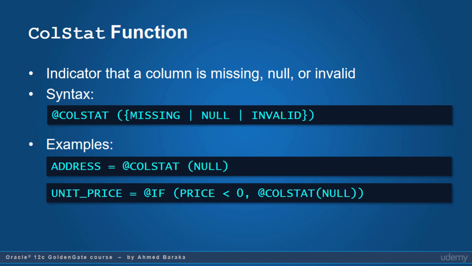CallStat function is an indicator that returns the values missing, null, or invalid. The first example in the slide is assigning null value to the address column. The second example will assign null value to the unit price if the price is less than 0. Usually, this function is used in conjunction with other testing functions. You will see later some examples of that.